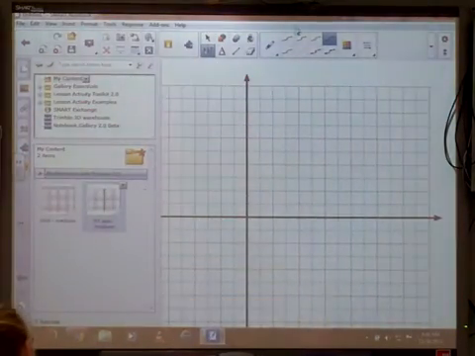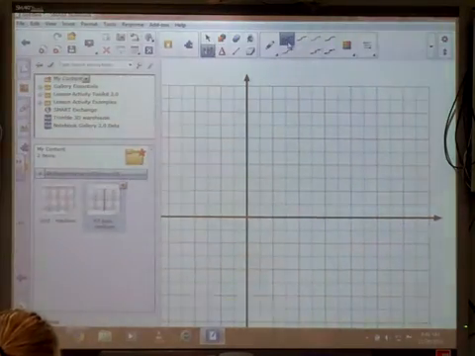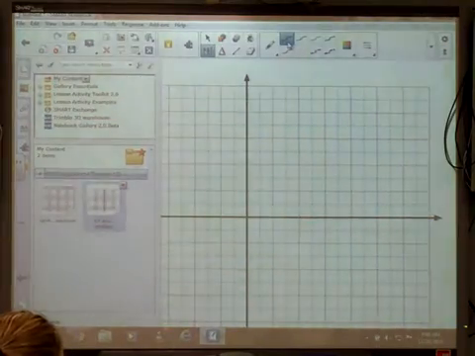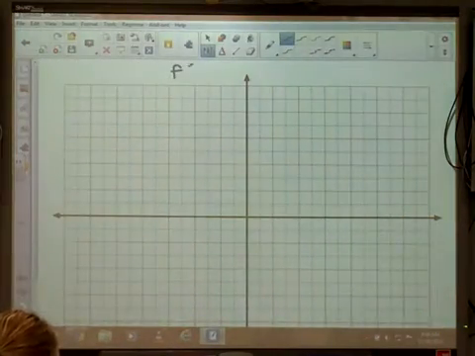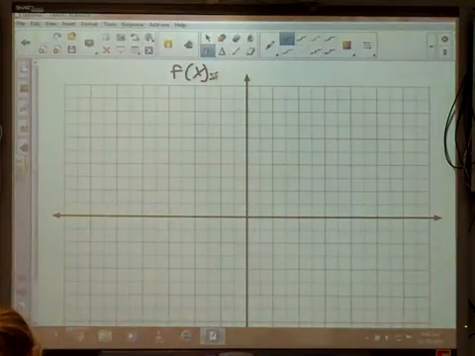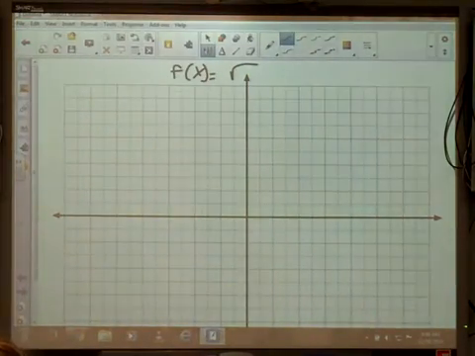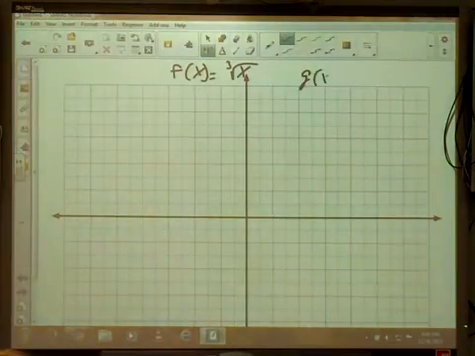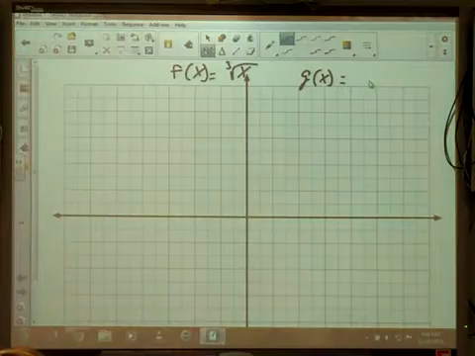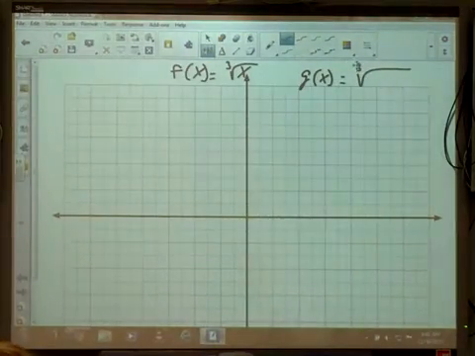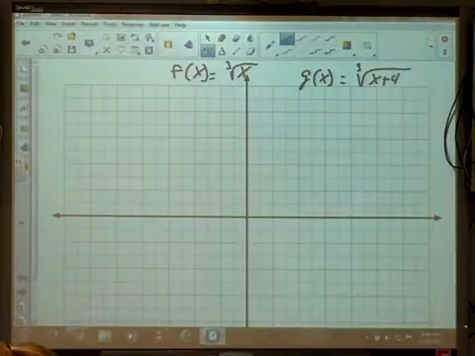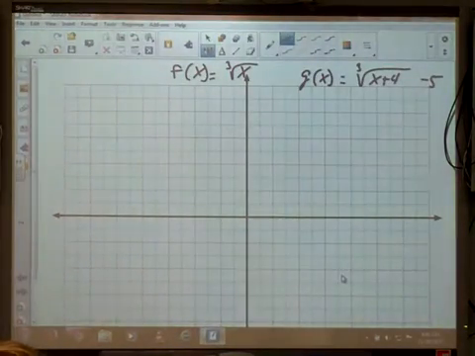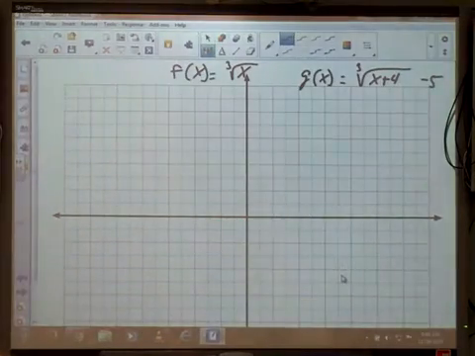Alright, I'm going to let you try. Come on. First one I've got, you can use your calculator, it's fine. First one, parent function says f of x is equal to the cube root of x. And this one says g of x is equal to the cube root of x plus 4, minus 5. All right, I want you to graph them both, and then tell me what happened to get from f to g. Go.